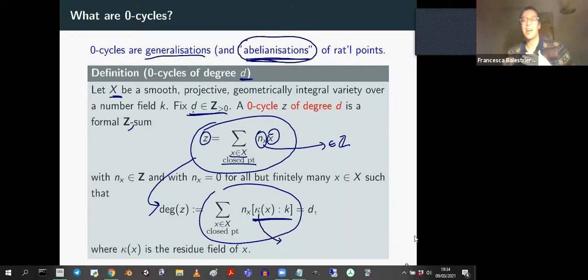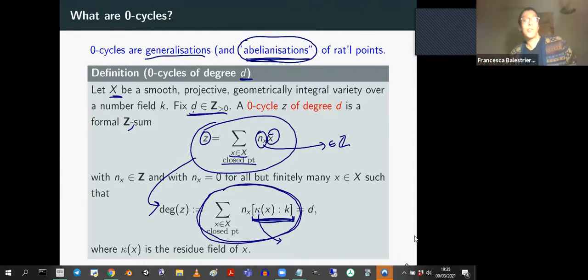So the residue field of x, in a sense, is the most natural field in which x is defined. I mean, it's a vague definition, but it's a good way to think about this, I think. And since the points are closed, of course, this degree here is finite. And we want this sum here to be equal to d. We want the degree of this to be equal to d. So this is the definition of a zero cycle of degree d.